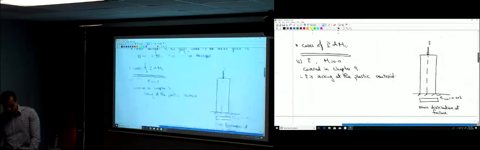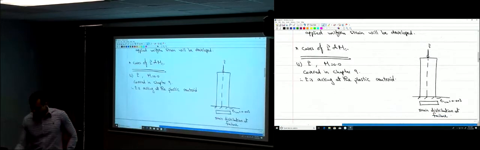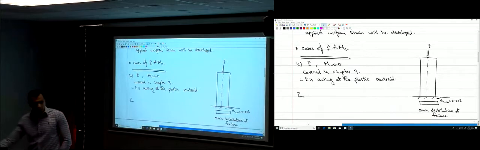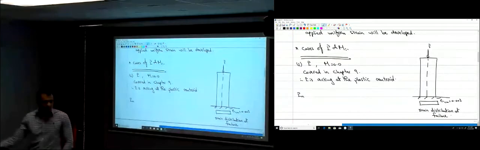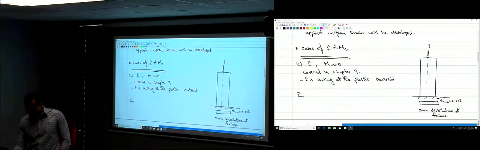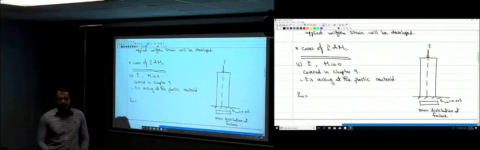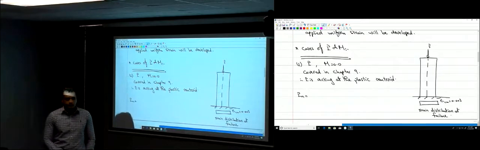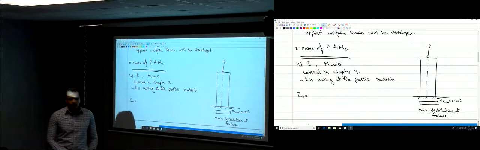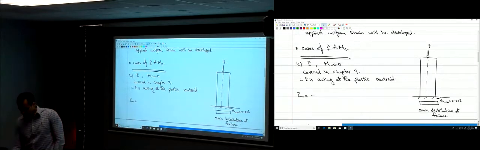In that case 1, how much is P nominal? If you're given the dimensions of the column and the steel in the column, can you find the nominal strength of that column? What's the nominal strength of that column, according to what you learned in chapter 9?